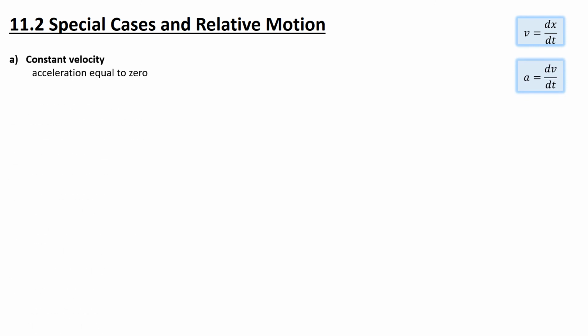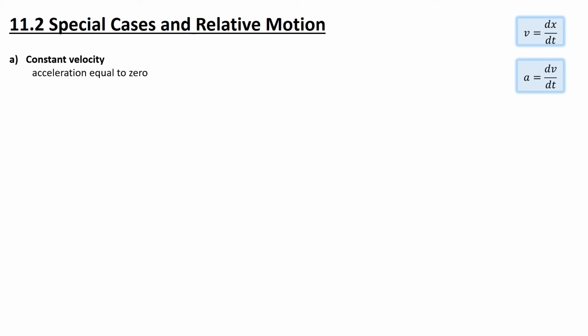First scenario is where we have constant velocity. So picture driving down the highway, put your cruise control on, what do you say, 60 miles an hour, Texas, so 75 miles an hour. Constant velocity, you're not speeding up, you're not slowing down, acceleration is equal to 0.